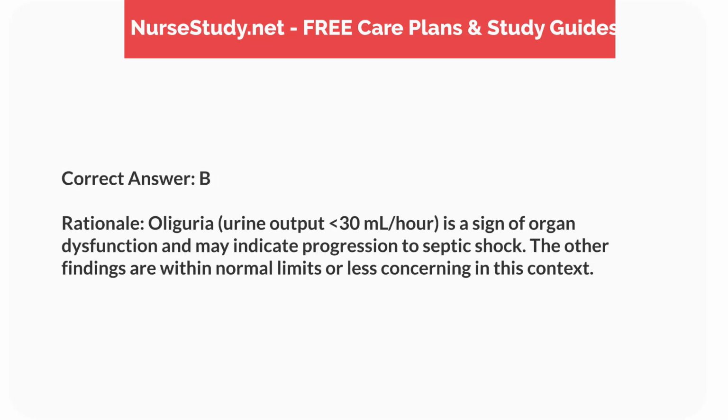Correct answer, B. Rationale: oliguria, urine output less than 30 milliliters per hour, is a sign of organ dysfunction and may indicate progression to septic shock. The other findings are within normal limits or less concerning in this context.